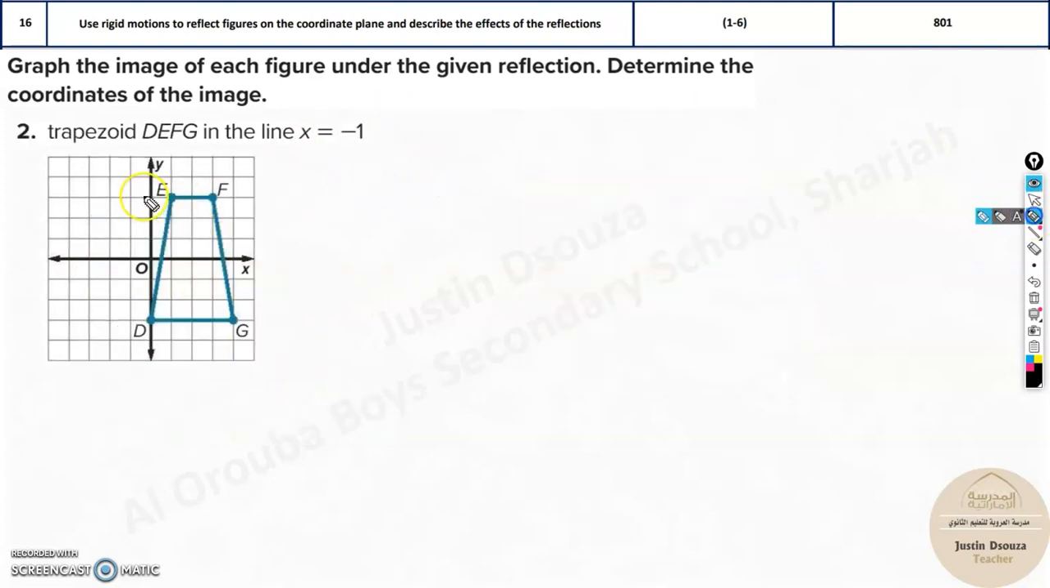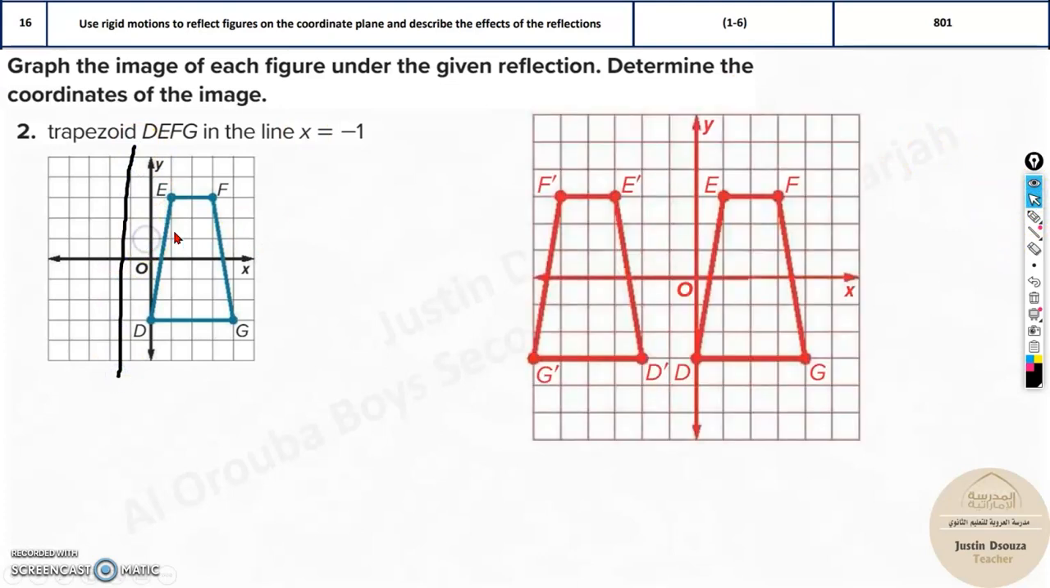This one over here, x is -1, so you should draw a straight line over here at -1 and then solve it. You can see over here, this is the original image, this is the -1 line, and then the reflection is 2 units on that side, 1 unit over here. Very, very simple. This is the final answer. You just need to look at the question and the options. You can easily eliminate the other options.